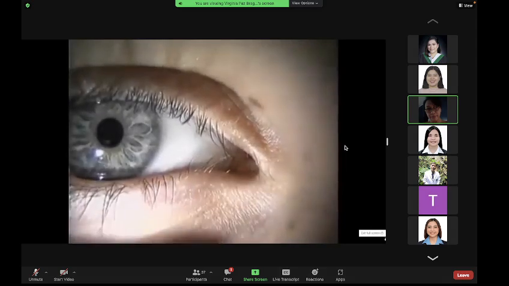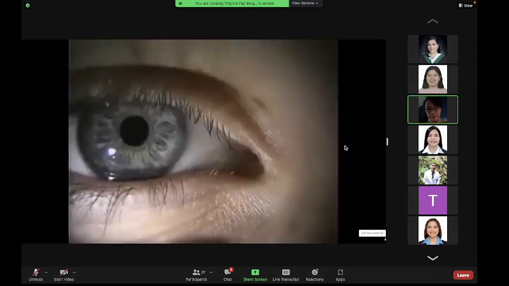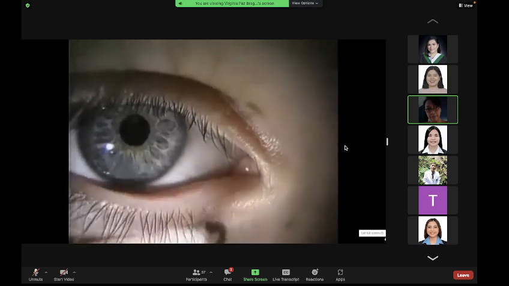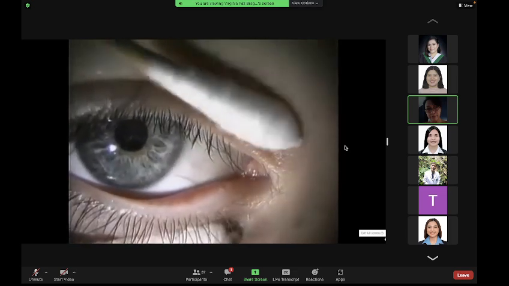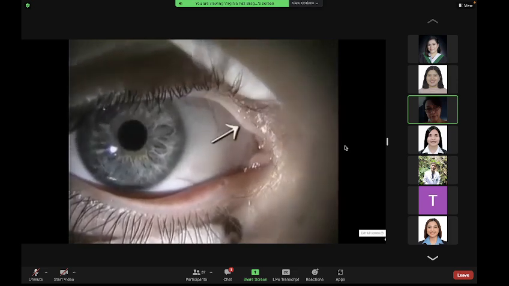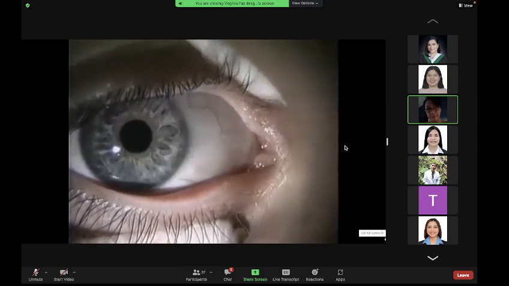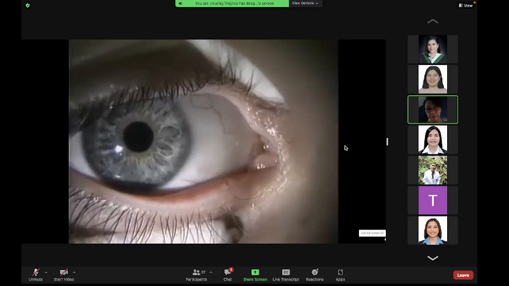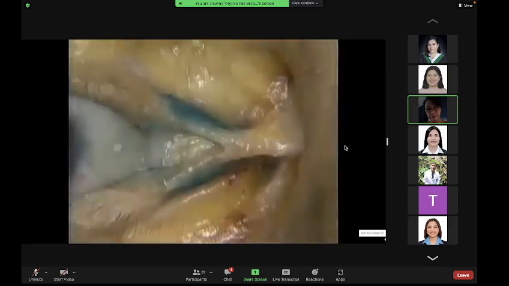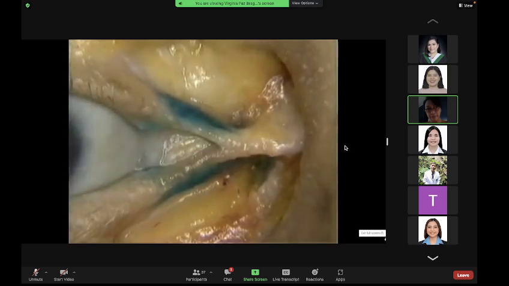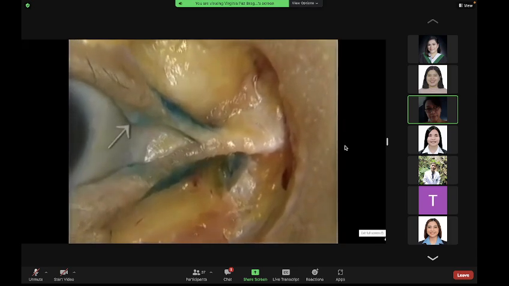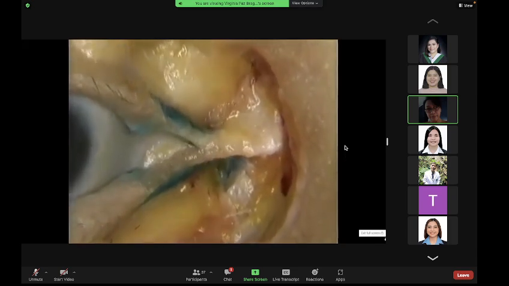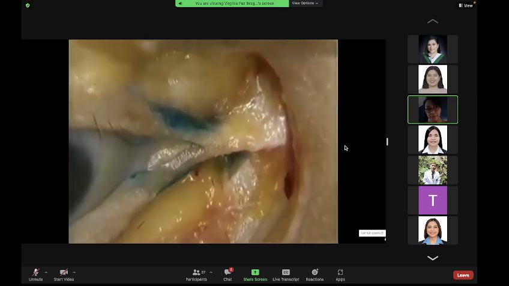Tears leave the space in front of the eye through two small openings called puncta. Here's the lower punctum. To see the upper one, we'll roll the upper lid outwards. Here's the upper punctum. To see where the puncta lead, we'll look at a dissection in which the orbicularis has been removed and blue material has been injected into the puncta. Here's the upper punctum. Here's the lower one.